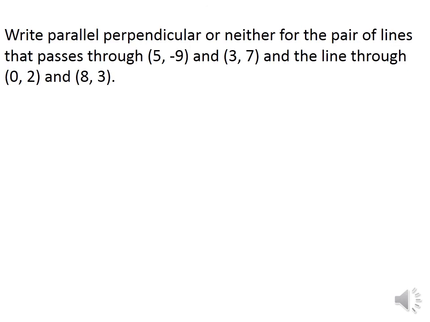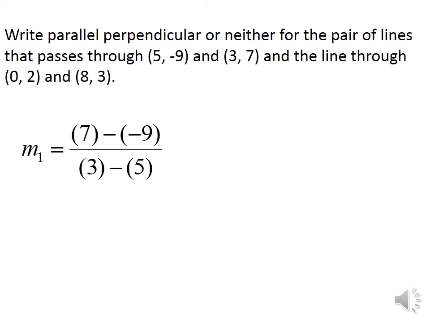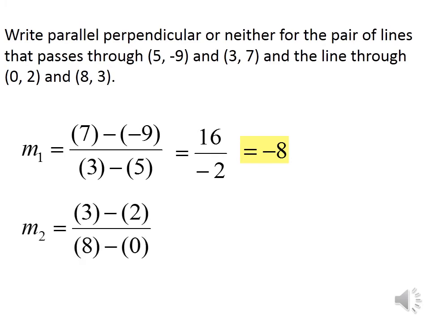Prove that the two lines are perpendicular if the first line passes through the 2 points (5, negative 9) and (3, 7). The second one passes through (0, 2) and (8, 3). Find the slope of the first line, applying the rule y2 minus y1 over x2 minus x1. So it will be 7 minus negative 9 over 3 minus 5. Finally, it will be 16 over negative 2, which means negative 8. Find m2 also applying the rule the same way. It will be 1 over 8.